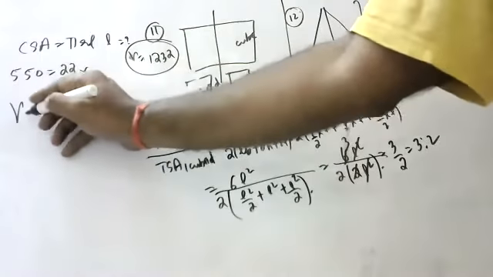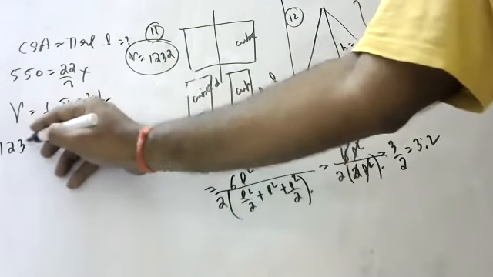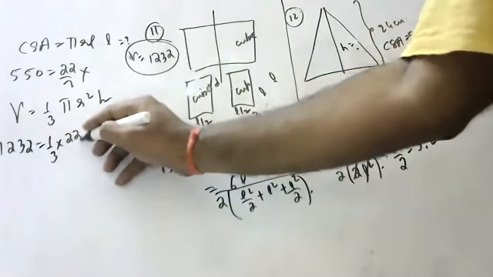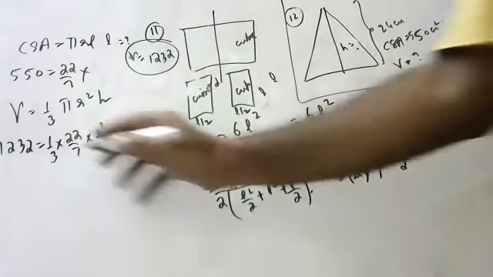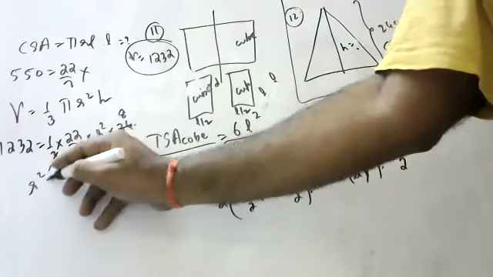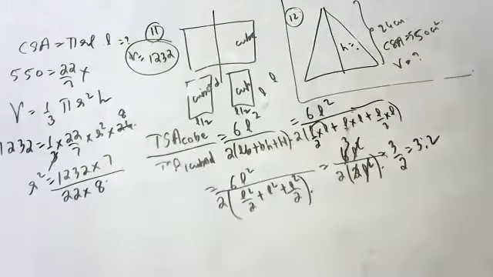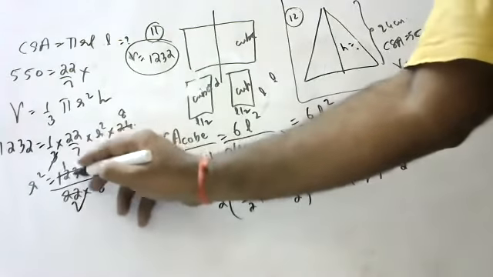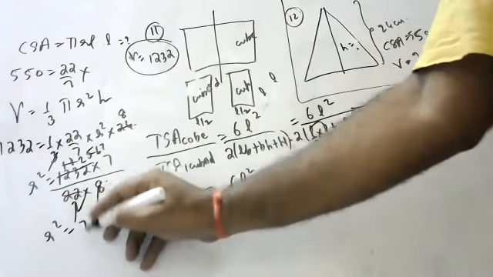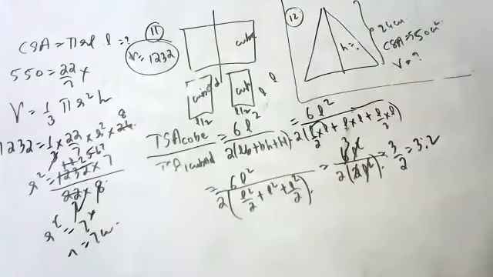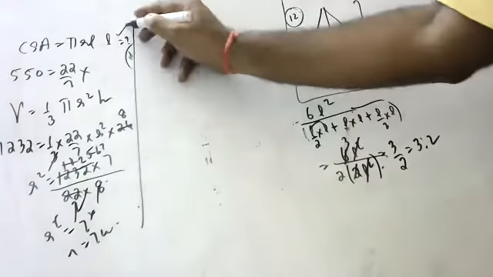What is volume of cone? 1 by 3 pi r square h. So 1232 is equal to 1 by 3 into 22 by 7 into r square into 24. So r square is how much? r square is equal to 7 square. Radius is 7 centimeters.